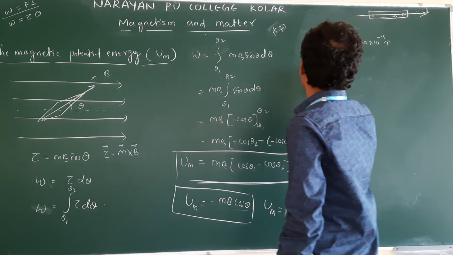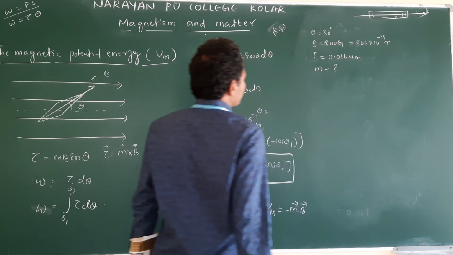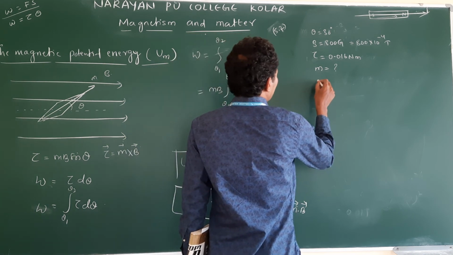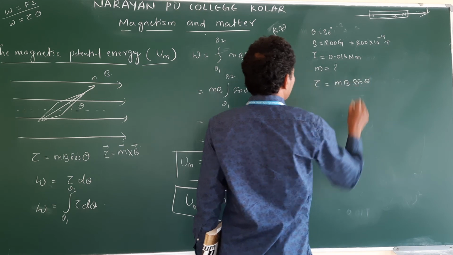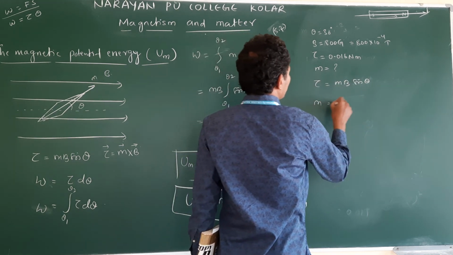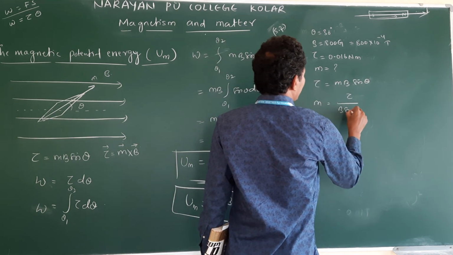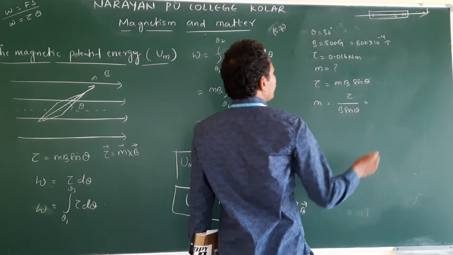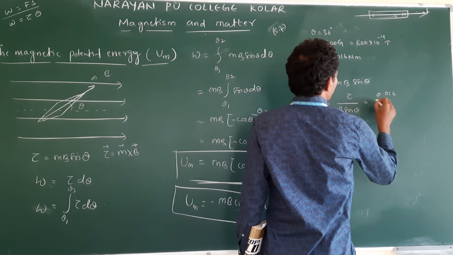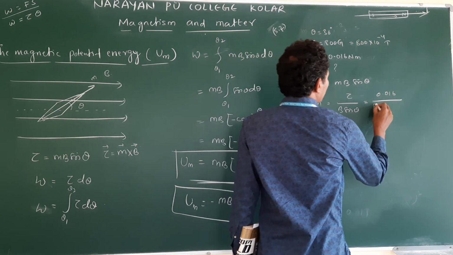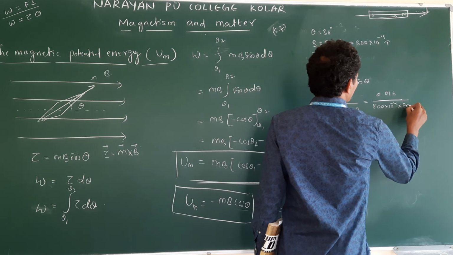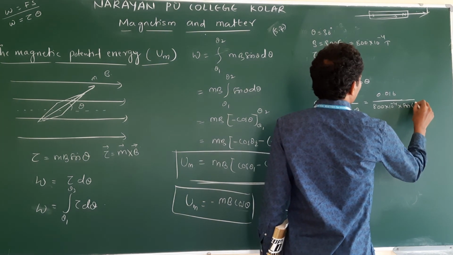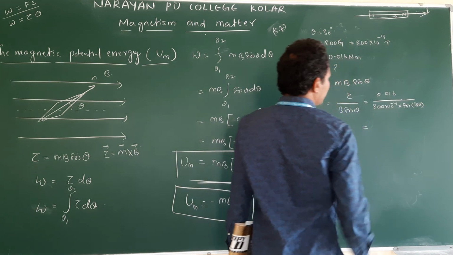What is the magnetic moment of the bar magnet? They are asking small m. This is a direct question, so directly write the formula. Tau is equal to mB sin theta. They are asking m, so make m the subject: m is equal to tau by B sin theta. What is tau value? 0.016 by what is B value? 800 into 10 power minus 4 into sin. What is the angle given? 30. Am I correct? Clear?